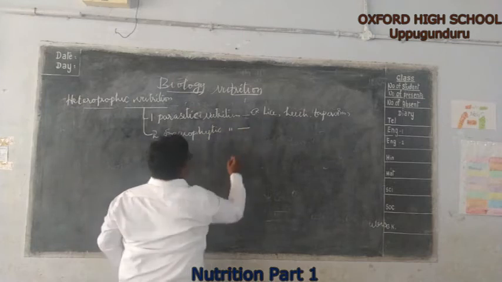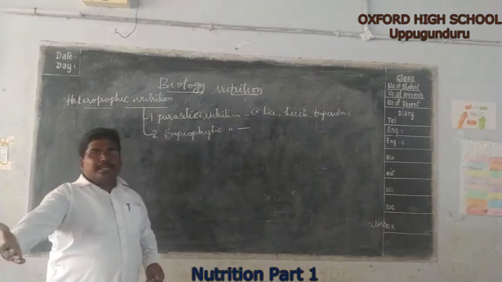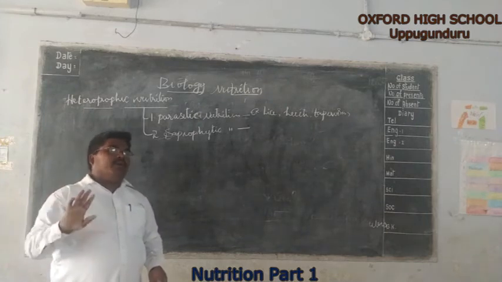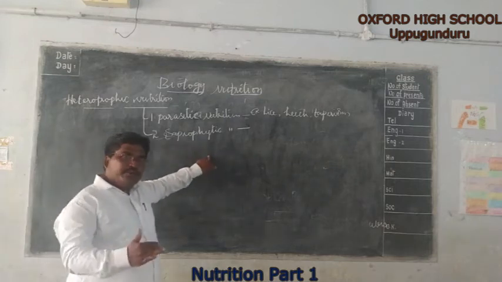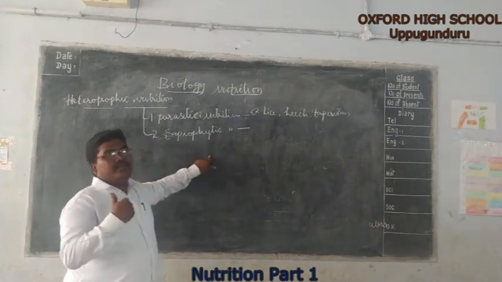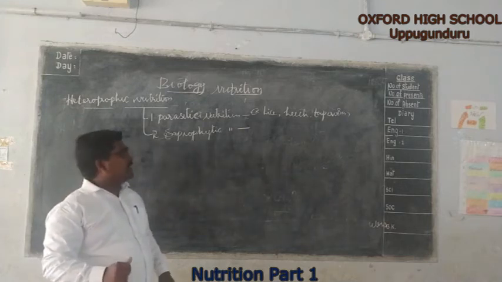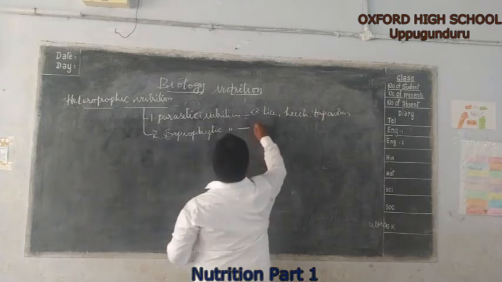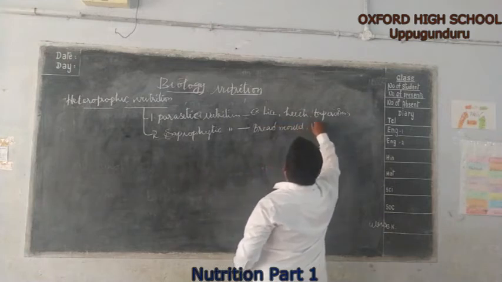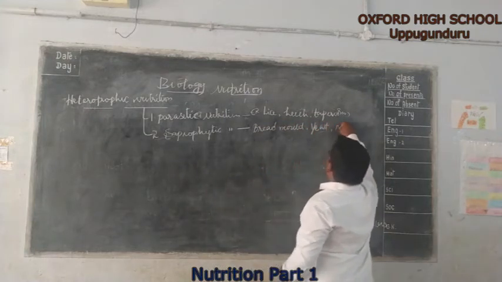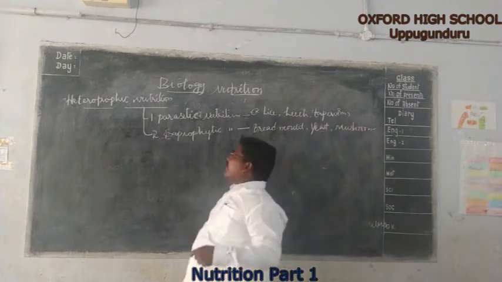Saprophytic nutrition means the organisms which break down the food materials outside of the body and absorb it into the body. This is called saprophytic nutrition. For example, bread mold, yeast, mushroom. These are the examples.